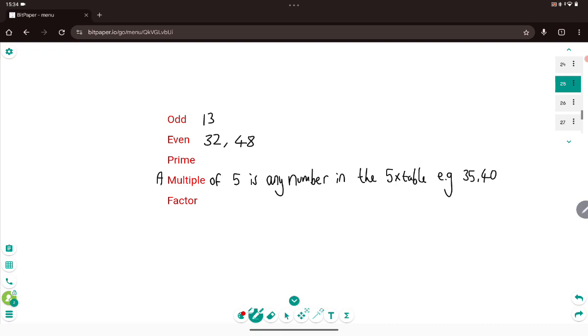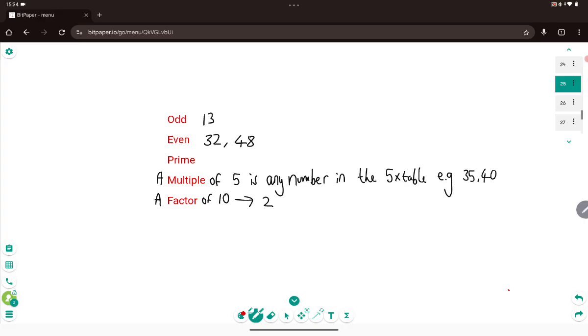What about a factor? A factor is a number that can divide into another number with no remainders. So what's a factor of 10? 2, because 2 divides into 10 with no remainders. 2, 4, 6, 8, 10. Another factor of 10 could be 5 because 5 divides into 10.